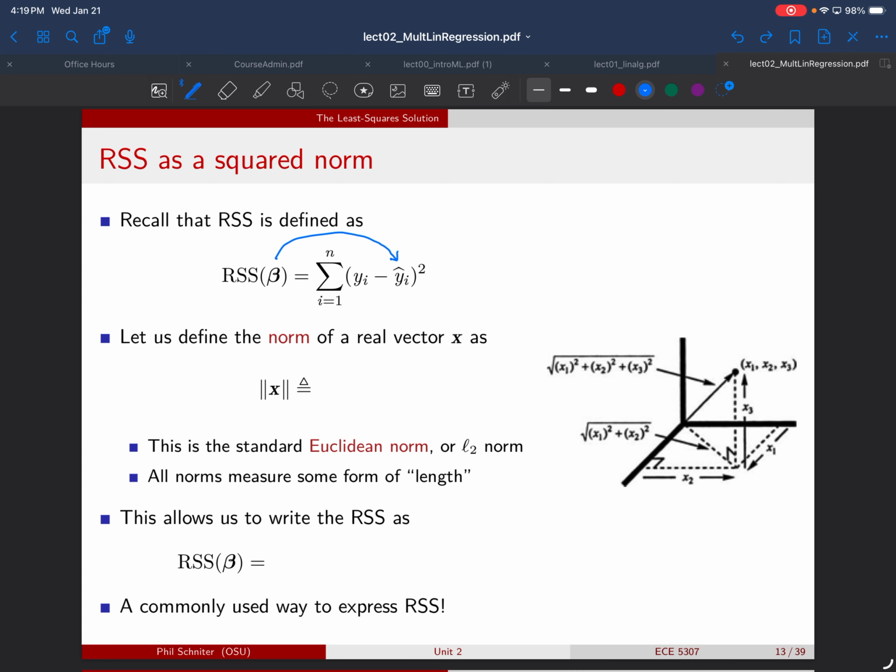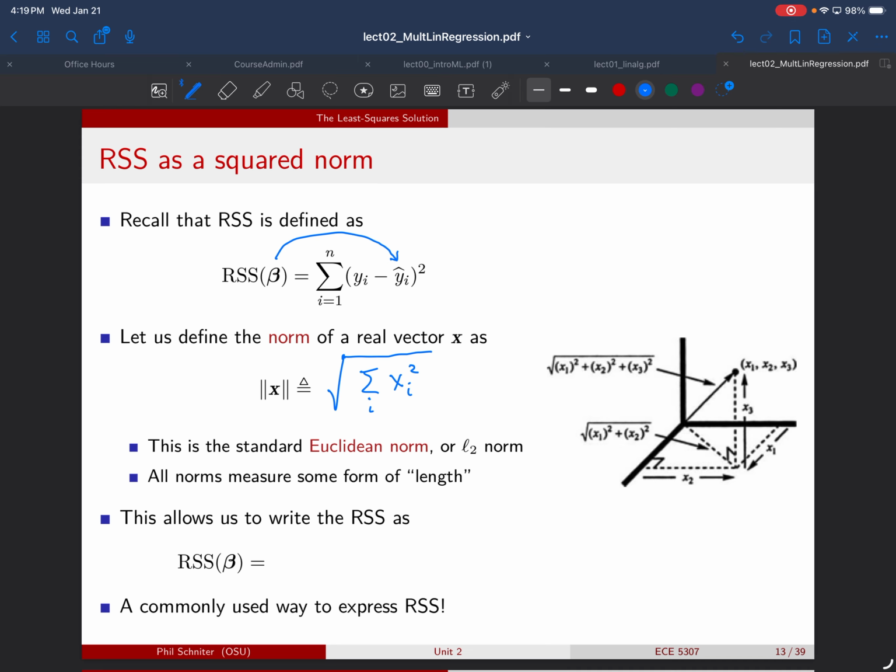Okay. What about Frank Hegedus? All right. What do you think, Frank? The square root of the sum of the components. Okay. So it's square root of the sum of the squared components.